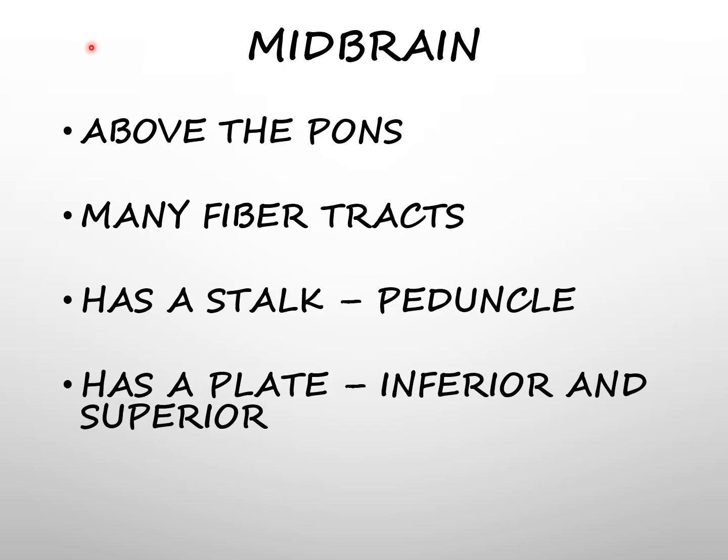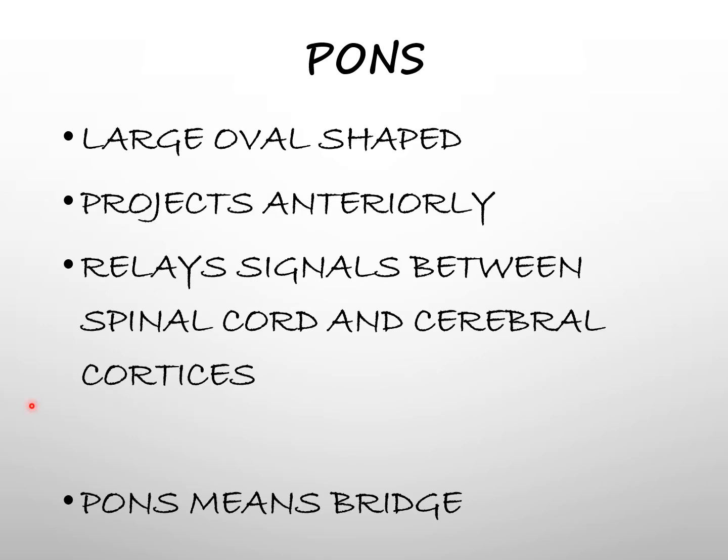Well, basically, the brainstem has basic functions for respiration, cardiovascular activity, consciousness, and complex motor activity. Okay, so midbrain: it's above the pons, has many fiber tracts, has the stalk, or the fancy medical college word, peduncle, and has a plate, inferior and superior plates. The pons is the middle section of the brainstem, large, oval shaped, projects anteriorly, and relays signals between the spinal cord and cerebral cortices. Pons means bridge.